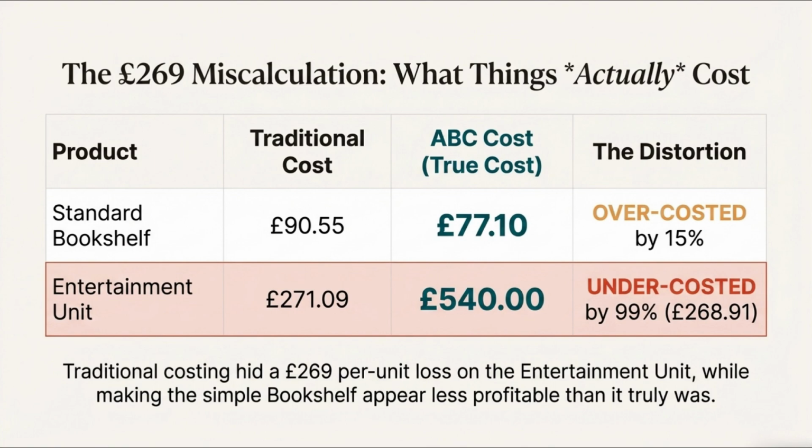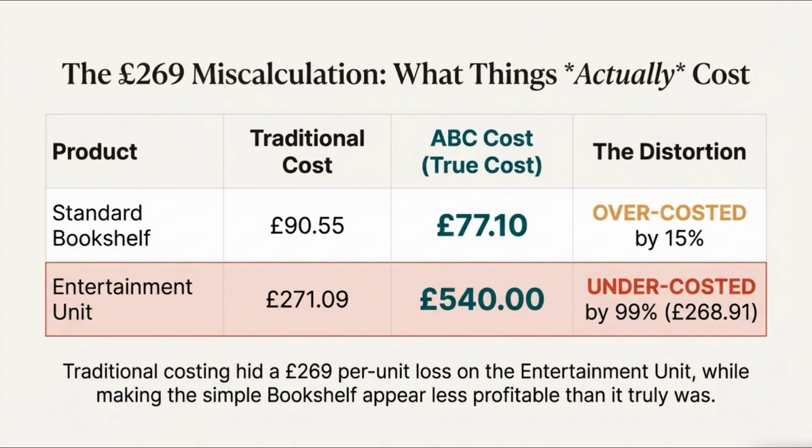We thought it cost more than it actually does. But look at the entertainment unit. Traditional costing said it costs £271.09. ABC shows the true cost is £540. The entertainment unit was being undercosted by an incredible £269. That's 99%. Let me say that again because it's so important.